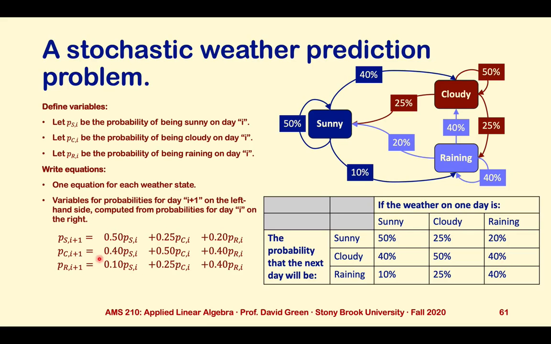And the same thing for the last entry, 10% times the probability of being sunny, 25% times the probability of being cloudy, 40% times the probability of being rainy. We now have a mathematical model written as a set of equations that give us the probabilities on the next day in terms of the probabilities on the current day.